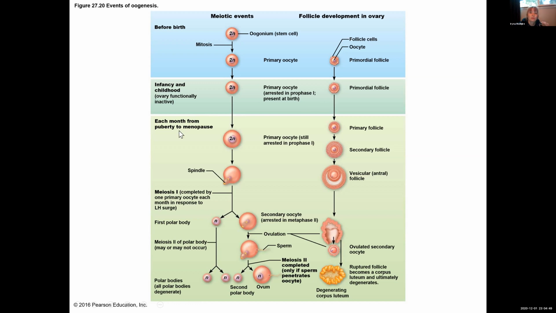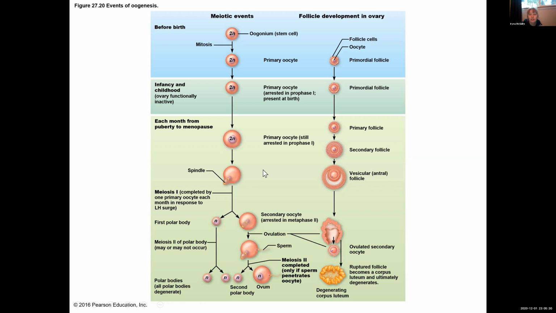Now, from puberty to menopause, several primordial follicles are chosen. They receive endocrine signals from hormones and they finish this division. They finish meiosis 1. What is formed at the end of meiosis 1 is the secondary oocyte that is now haploid. It has n number of chromosomes, 23, and the first polar body.